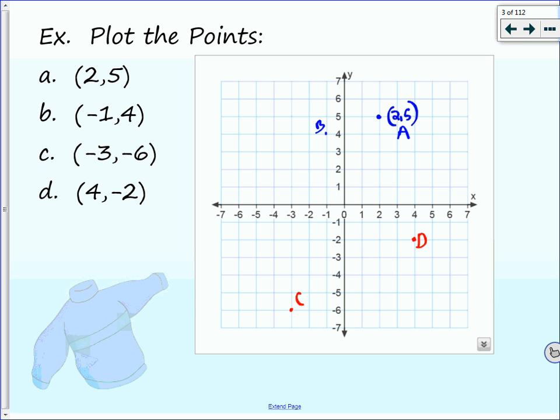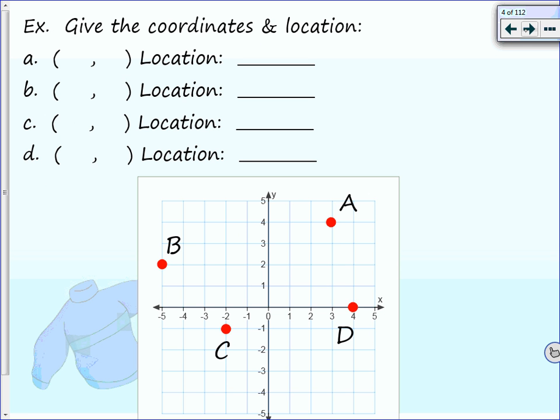Put a thumbs up if you agree with A. Okay, how about B? C? And D. Are any of these not in a quadrant? They're all in a quadrant. Okay, good job.